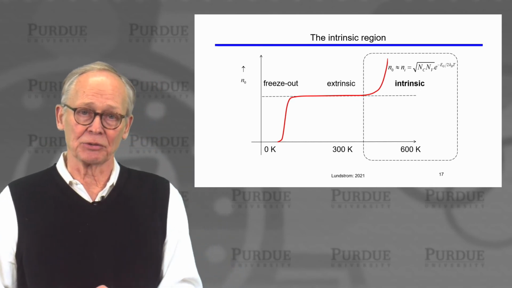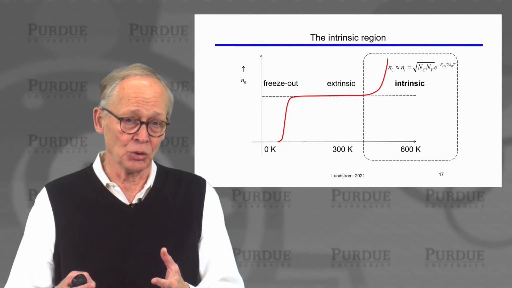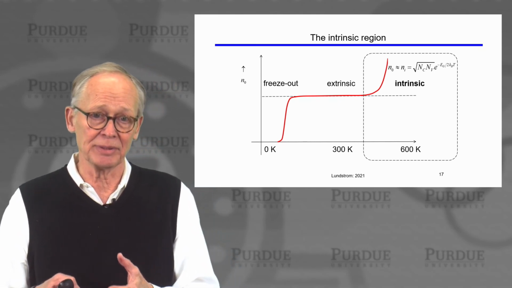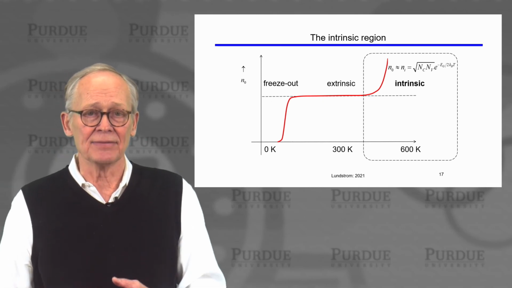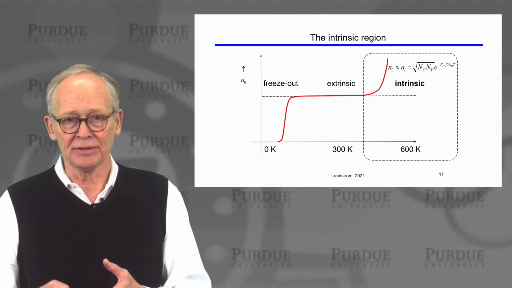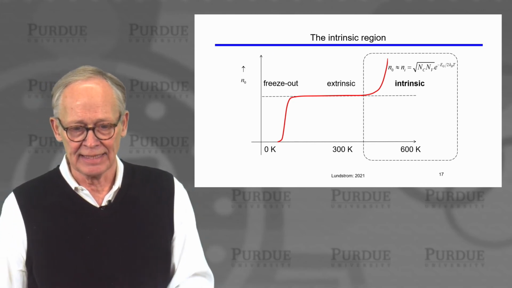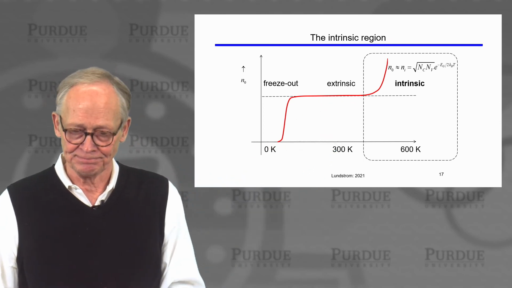Now, that's the extrinsic region. What if we crank the temperature way up? Then we know that the intrinsic carrier density becomes much larger. We have to use that full quadratic equation. Eventually, the intrinsic carrier concentration dominates, and then n = p = ni. That's what we call the intrinsic region when we go to high temperatures.